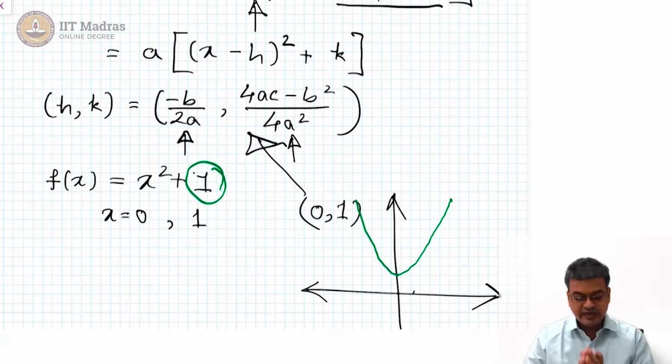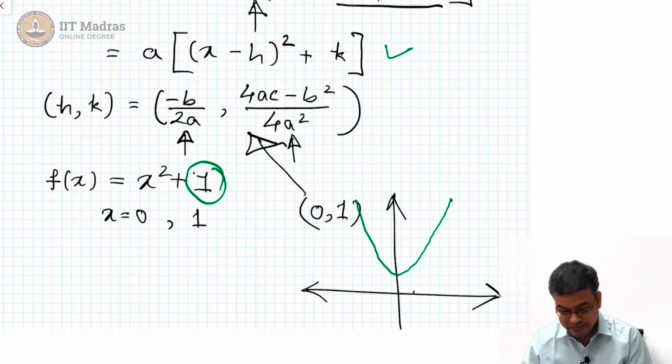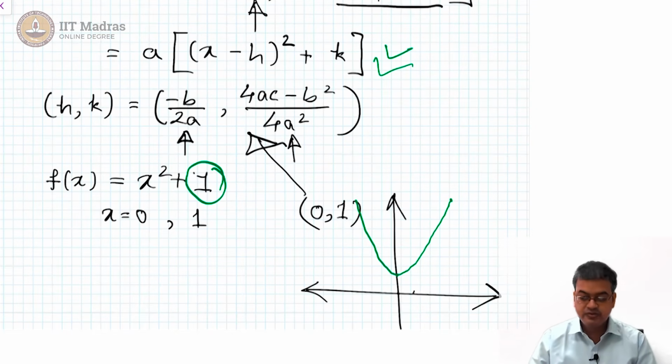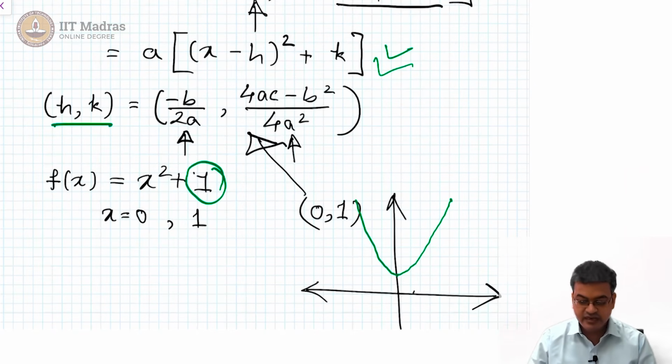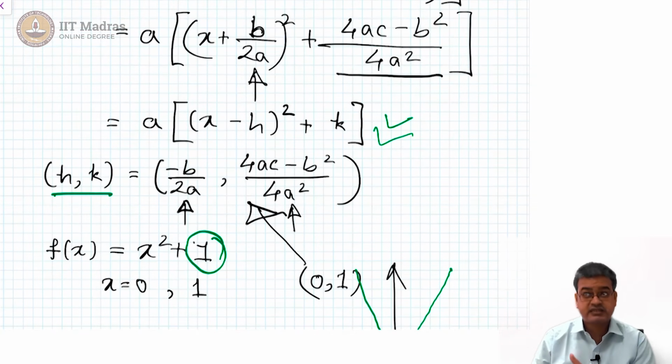So you can take any complicated function and simplify it in this form, and you will have the coordinates of the vertex, and you know whether the function intersects the x-axis or not. That's all about the quadratic functions which we have studied so far. Thank you.